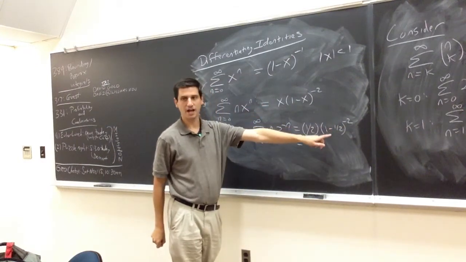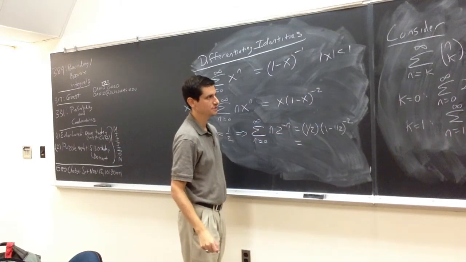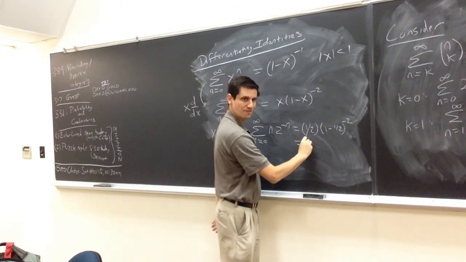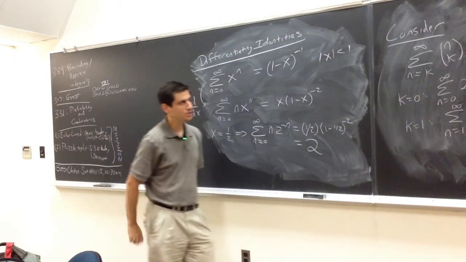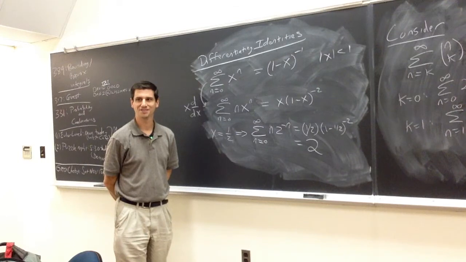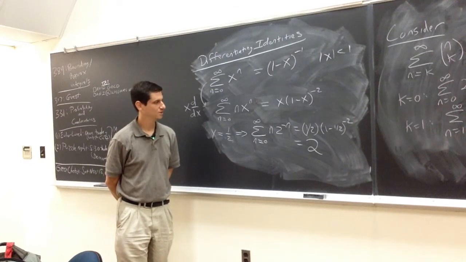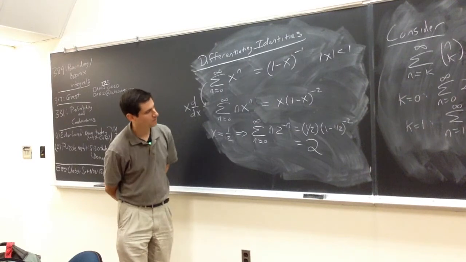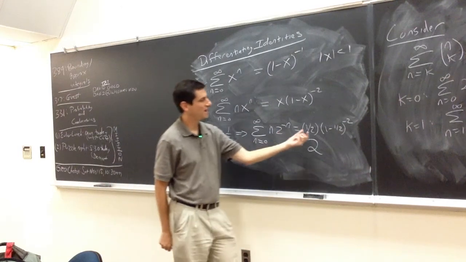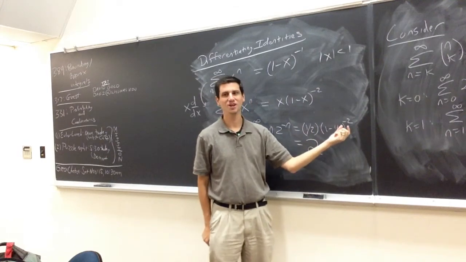1 minus 1/2 is 1/2. To the negative 2 becomes 4. 4 times 2 is? What do you notice about this and the answer when k equals 0? Question? I'm sorry. You said 4 times 2. Oh, sorry. I have 1/2 times 4. Sorry. 1/2 times 4 is 2.